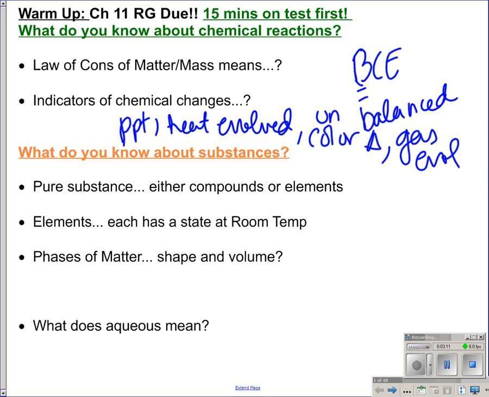Pure substance. Don't forget, pure substances are either elements, which you find on the periodic table, or compounds. Elements at room temperature, you say solid, liquid, or gas. And phases of matter, which one takes the shape of its container? A gas takes the shape of its container. Because if my liquid took the shape of my container, my liquid would look like that little green wiggle shape. But my liquid looks like this shape down here. So liquids don't take the shape of their container. So gases definitely do. And then aqueous we just went through.